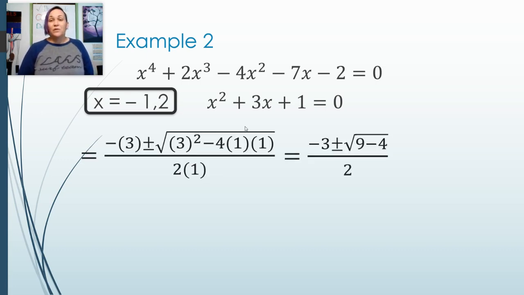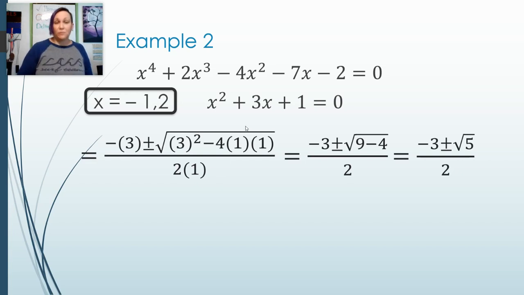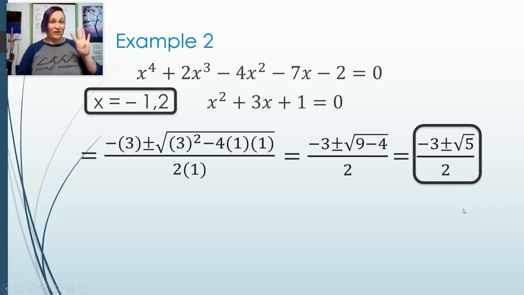Quadratic formula is something we learned so long ago, so I'm hoping you understand what I just put up on the screen. And here are my other 2 answers. Remember, quadratic formula always gives us 2 answers because it gives us a positive and a negative. So I now have my 4 answers. Negative 1, positive 2, negative 3 plus root 5 all divided by 2, and negative 3 minus root 5 all divided by 2.